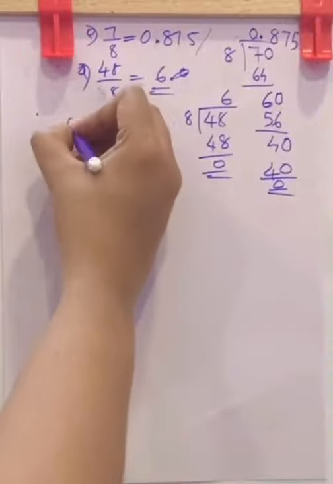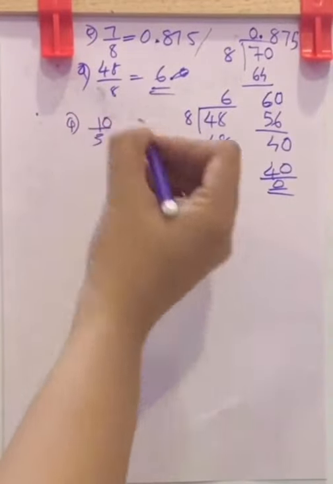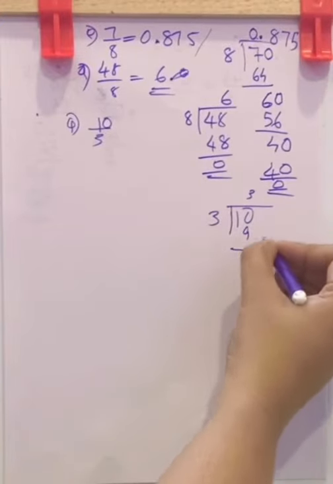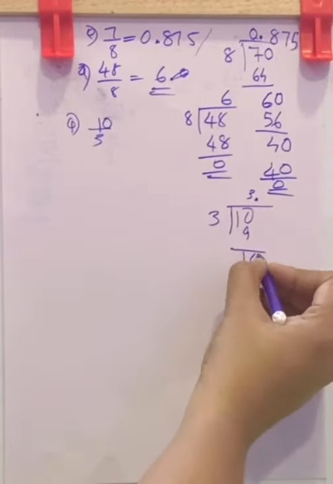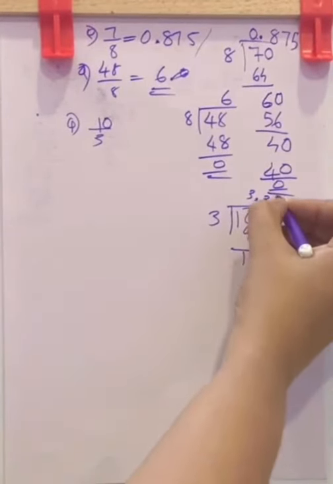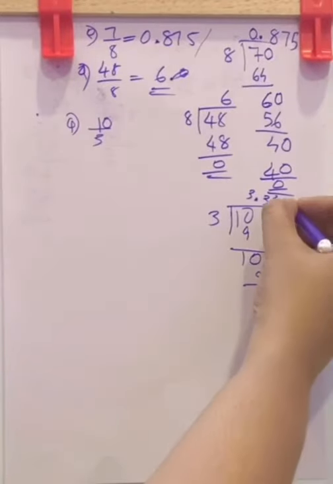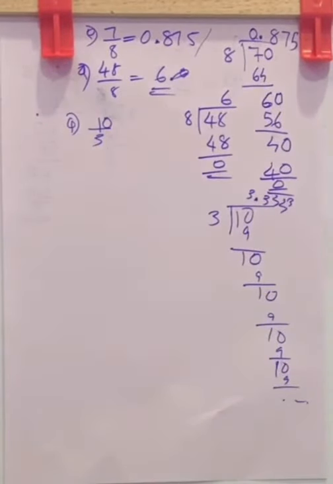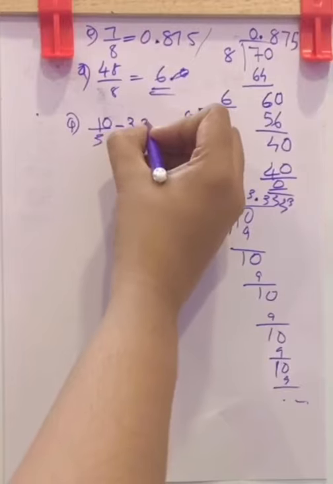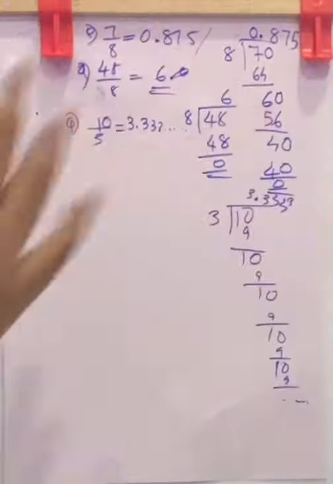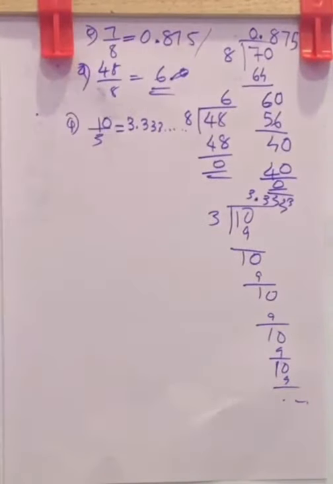Now let us check another question: 10 divided by 3. 3 3s are 9. Balance 1. Now put a point here, and you can make it 10 again. 3 3s are 9, balance 1, and again 3 3s are 9, balance 1. Like that it will go on. So the result is 3.333 and so on. It is non-terminating. It doesn't have an end.